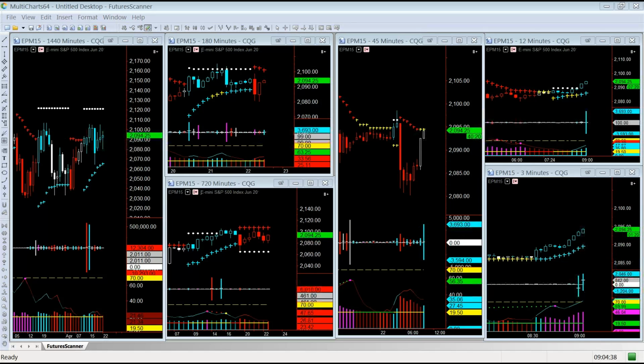You don't really know if they're running stops until after the fact. So I don't really pay attention to that. If you're stopped out, you're stopped out. That's sort of the price of trading futures. It's a business cost.